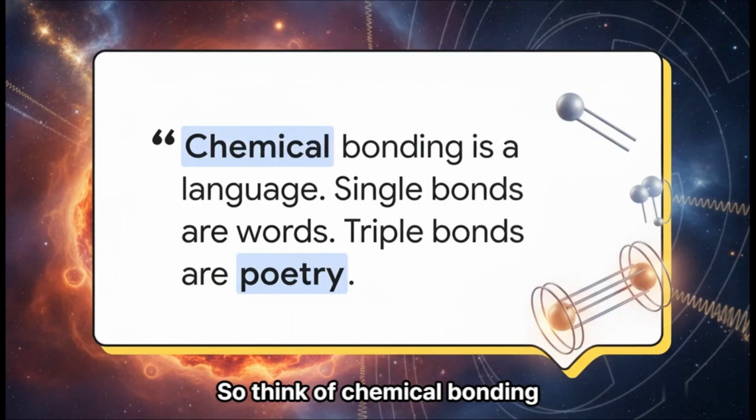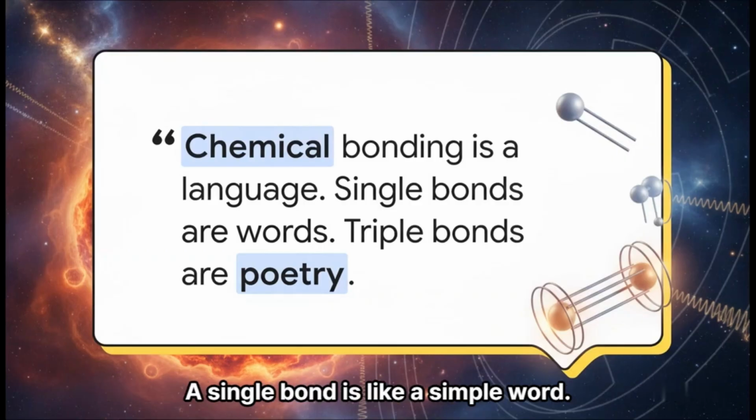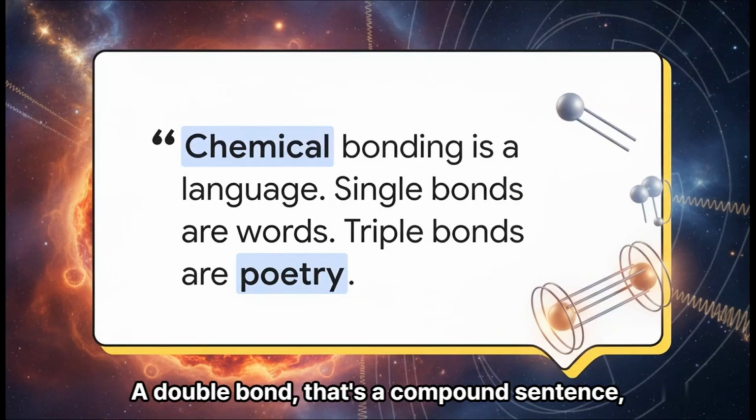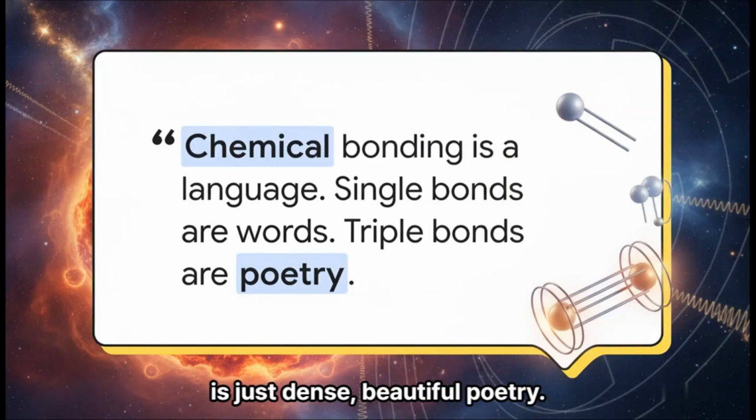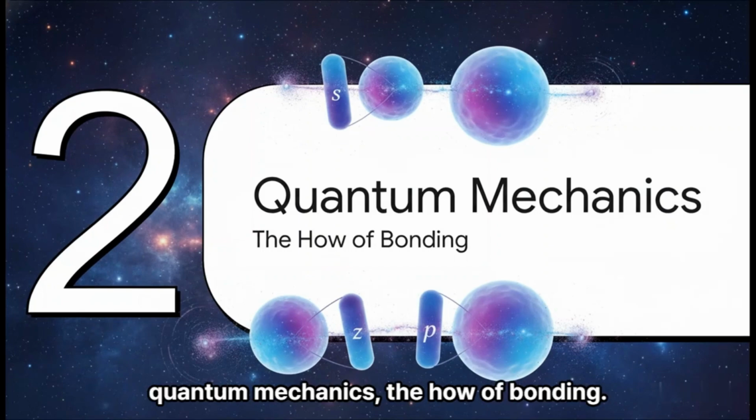So think of chemical bonding as a cosmic language. If gravity builds the stars, shared electrons are combining syllables to build molecular complexity. A single bond is like a simple word. A double bond? That's a compound sentence. And a triple bond is just dense, beautiful poetry. Moving right along to part two, quantum mechanics, the how of bonding.